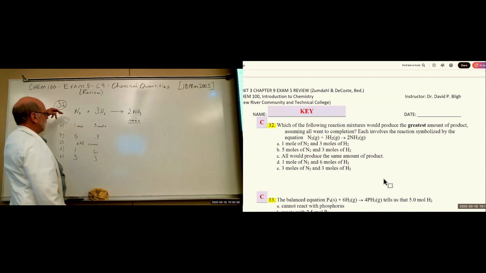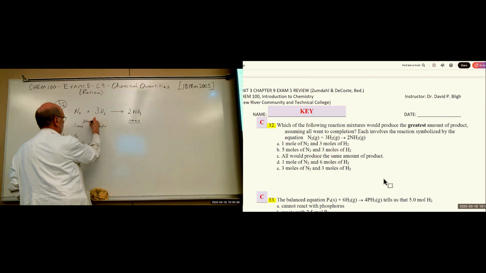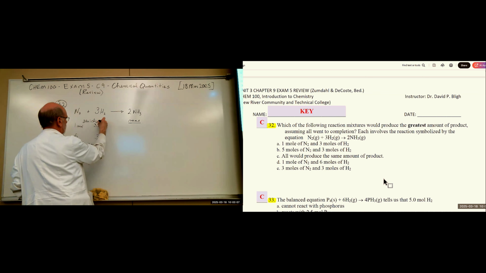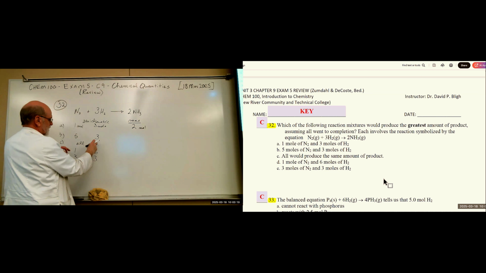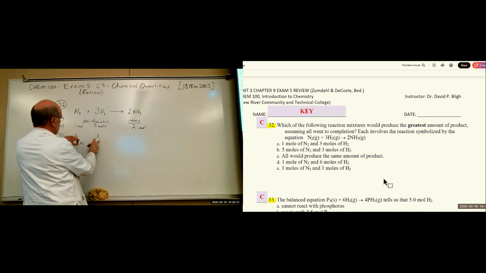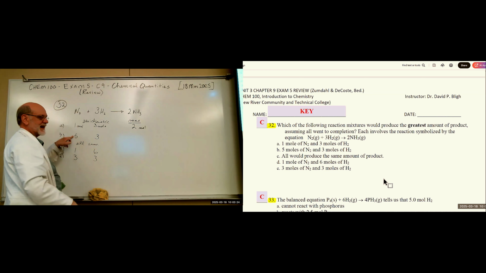Okay. So if we have 1 and 3, what does that mean? This is stoichiometric ratio. So 1 of these and 3 of these will make 2 of those. So that would be the outcome for A. This one is 3, and it only needs 1 of these. So we got excess nitrogen. We only need 1 of them. So 3 of these produces 2 of those.